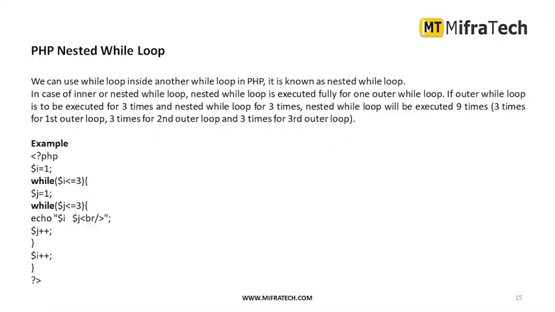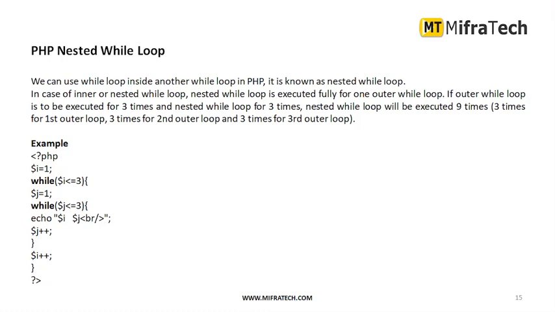Nested while loop. We can use a while loop inside another while loop in PHP. It is known as a nested while loop. The inner, nested while loop is executed fully for each outer while loop iteration. If the outer while loop is to be executed 3 times and the nested while loop 3 times, the nested while loop is executed 9 times: 3 for the first outer loop, 3 for the second outer loop, and 3 for the third outer loop.